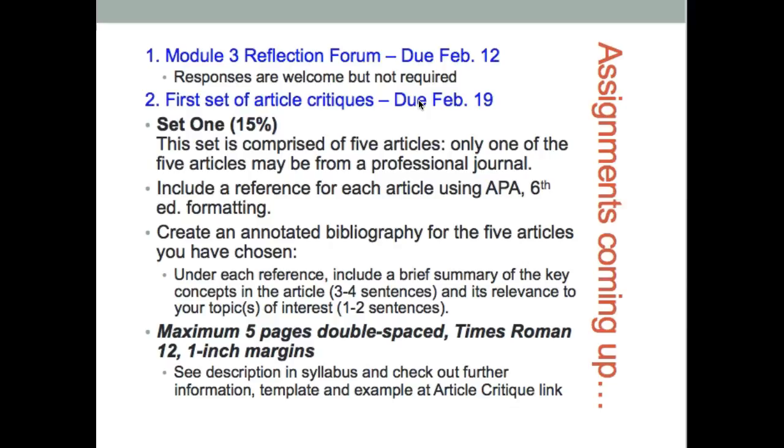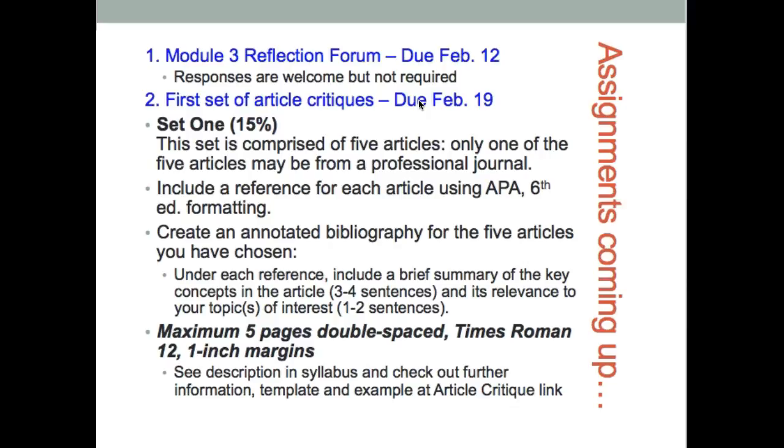So in this first set, you'll be doing 5 articles, as I've already mentioned, most of which will be from academic journals. In order to set it up, you'll need to include a full reference for each article using APA 6th edition formatting. This again is a resource that you can continue to use because you can cut and paste it into various articles that you might be writing, papers that you might be writing, or indeed your project. So it becomes a resource, and so it's worth spending the time doing that part correctly.